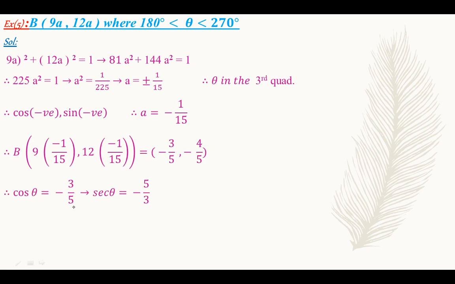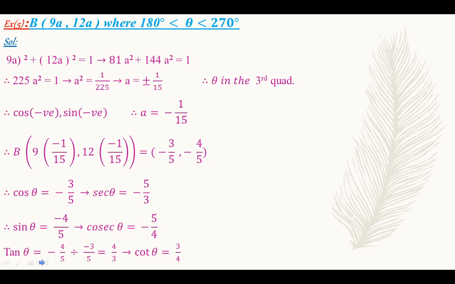Here cosine is negative 3 over 5, the reciprocal of cosine is sec, negative 5 over 3. Sine theta is negative 4 over 5, the reciprocal is cosec theta, negative 5 over 4. And the last one, tan theta is negative 4 over 5 divided by negative 3 over 5, which equals 4 over 3. So cotan theta will be 3 over 4.